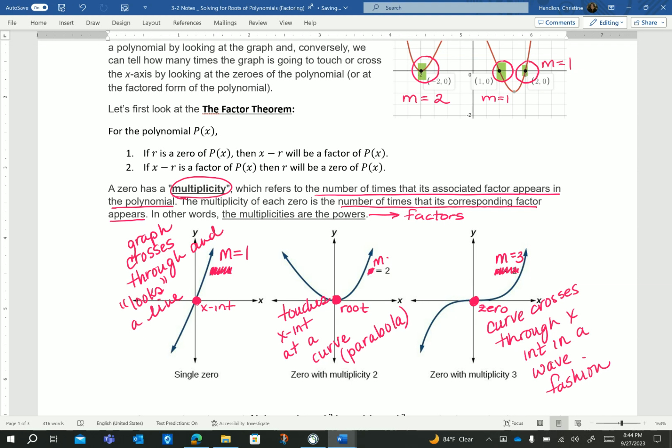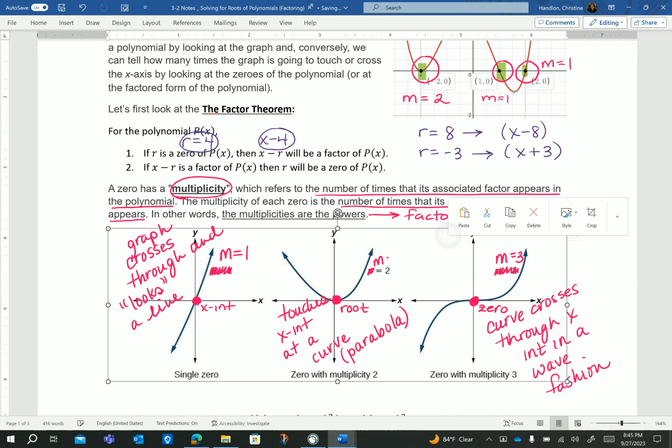If r is a 0 of p of x, so let's say my 0 is 4, okay? Let's say the graph crosses at 4. Then x minus 4 will be my factor. So this is how you tell me that is what you know your x-intercept is, but this is the factor of the x-intercept. So for instance, if r is positive 8, the factor is going to be x minus 8. If r is -3, then the factor is going to be x plus 3, and so forth.